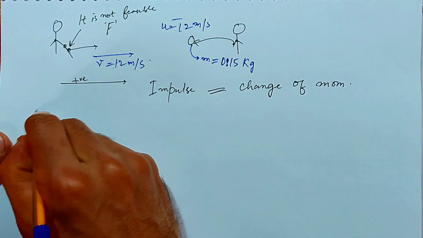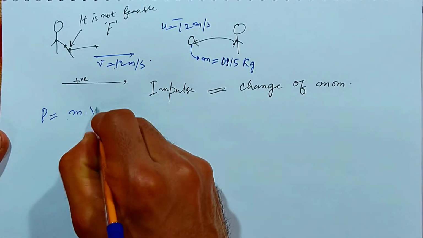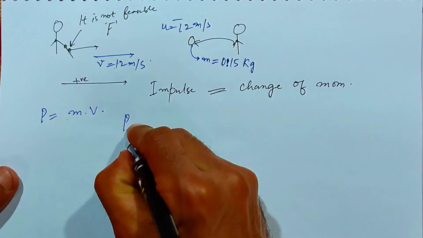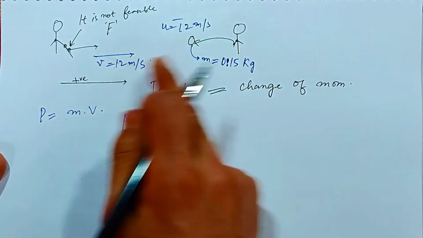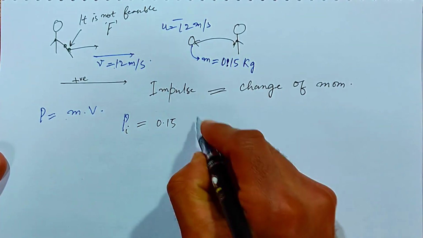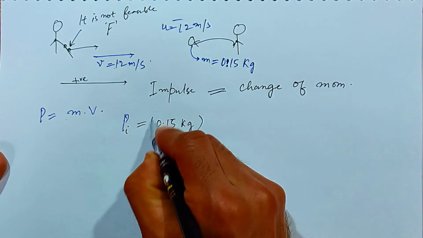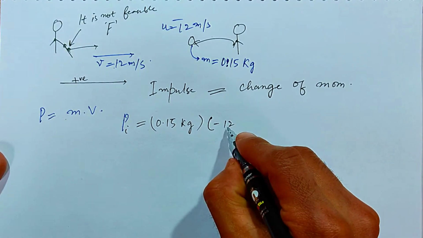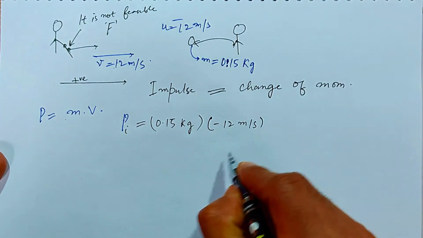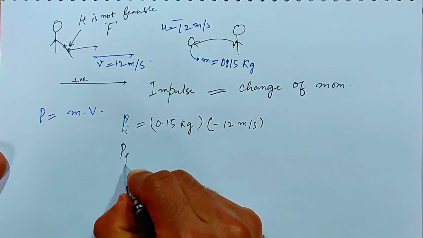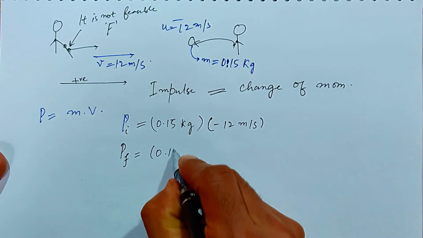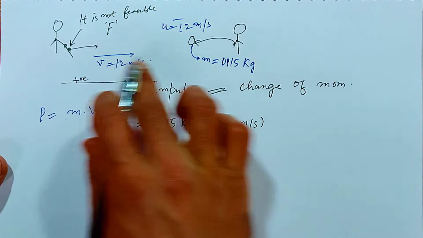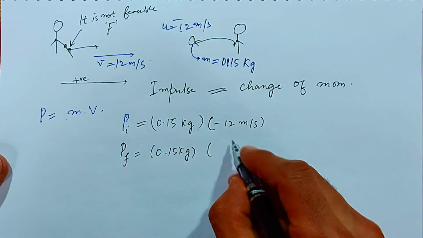We know from the formula that momentum is equal to mass times velocity. Okay, so what will be the initial momentum? p initial, okay? That will be the mass, 0.15 kg, multiplied by the velocity. What is the initial velocity? It is minus 12 meters per second. Fine. And the final momentum will be equal to 0.15 kg into the velocity. The velocity is still 12, but in the positive direction. Okay, that's p final.